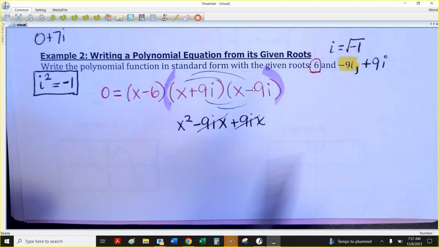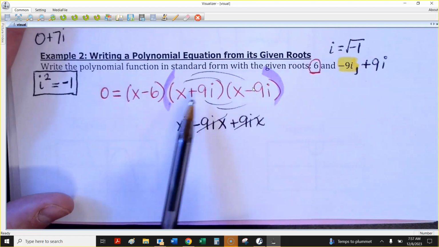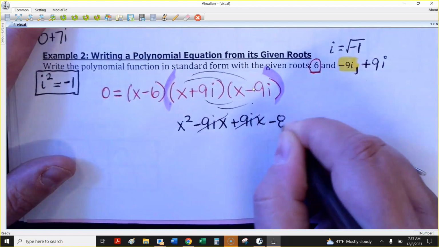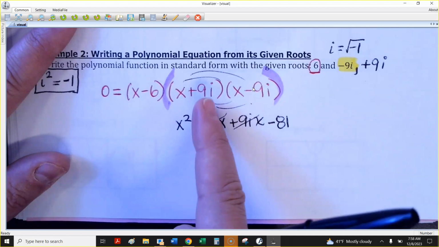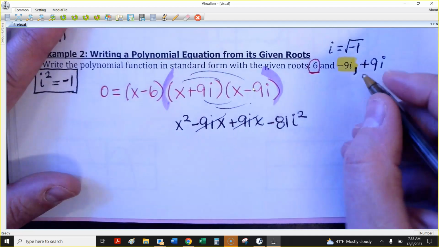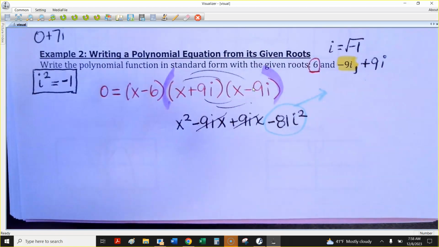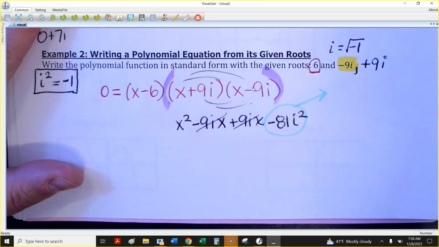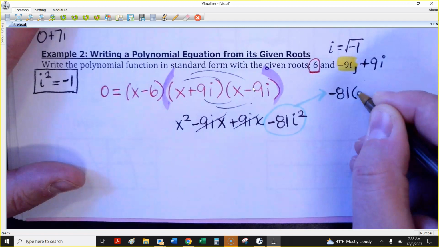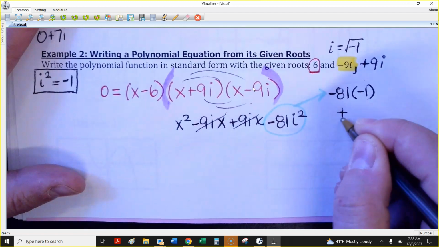The last term does not. You will always have a positive number times a negative number because one's a plus and one's a minus when you work with the conjugates. So 9 times negative 9 will be negative 81. And then you're going to have i times i, which is i squared. Now I'm just going to do this off to the side here. What is that term going to be equal to? Because it's going to be a real number. You have negative 81, and then i squared is equal to negative 1. So this actually becomes positive 81.